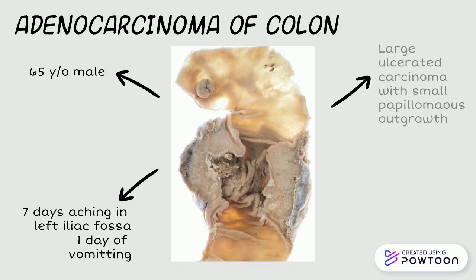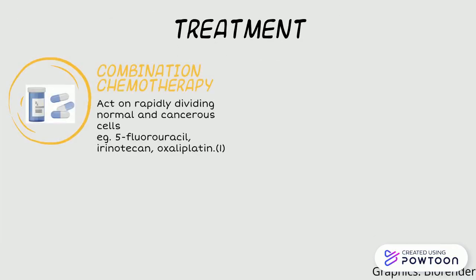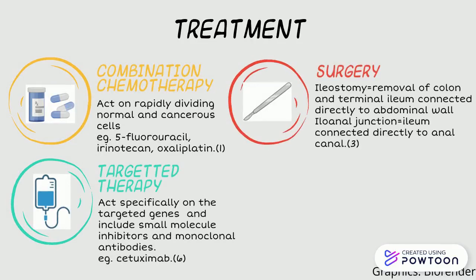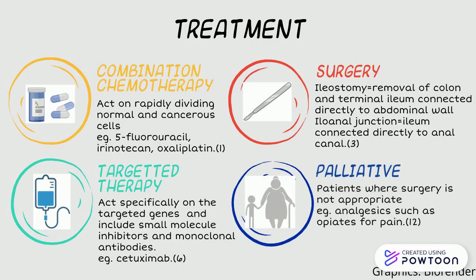This specimen shows a large ulcerated carcinoma with small polypoid growth that has infiltrated the lymphatics but not reached the lymph nodes. Treatment includes combination chemotherapies, targeted therapies, and surgery. Invasive carcinomas with microsatellite instability respond poorly to chemotherapy because they have prominent mucinous differentiation. There are palliative approaches for patients where surgery is not appropriate.